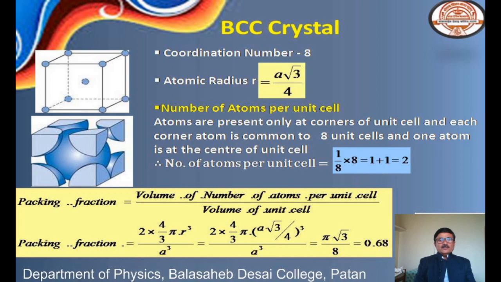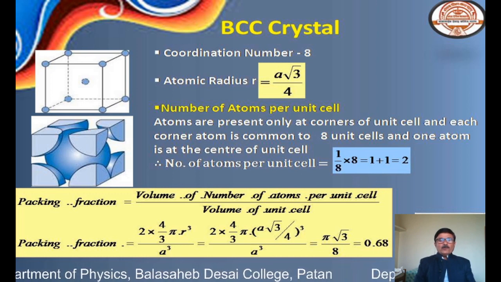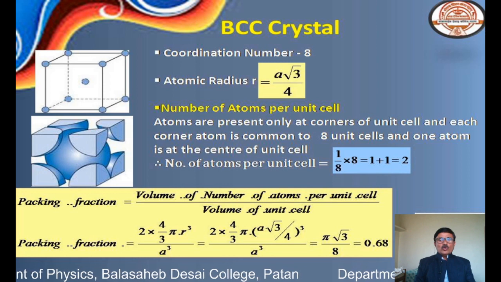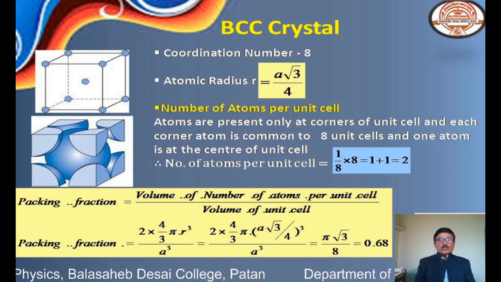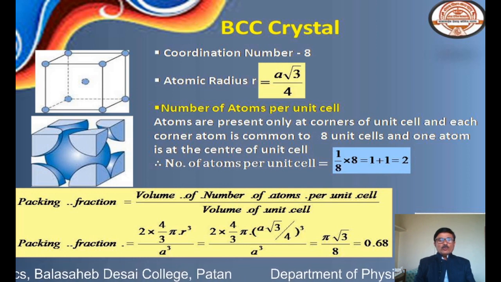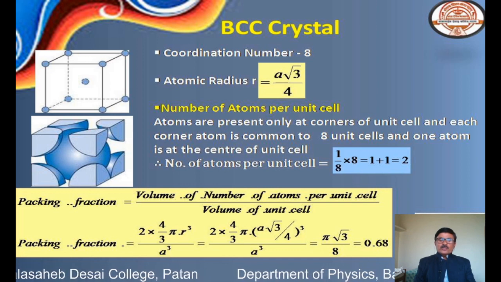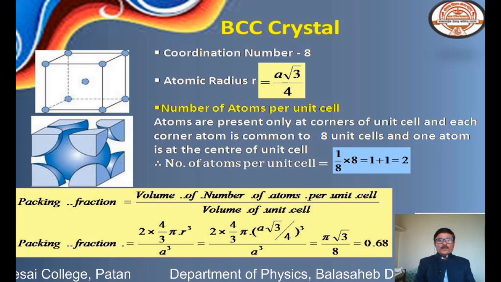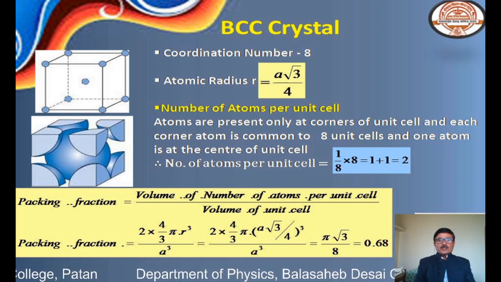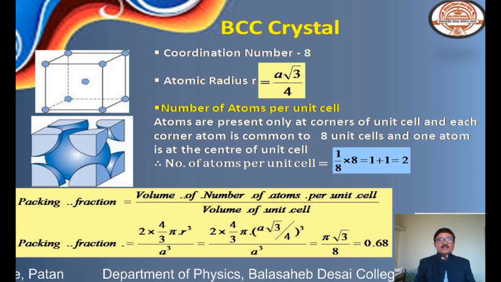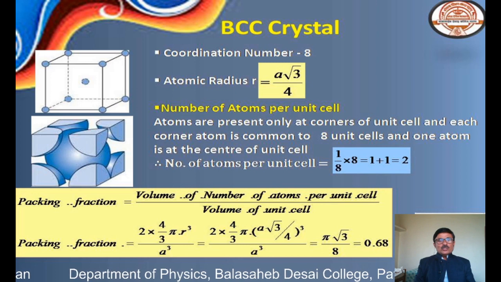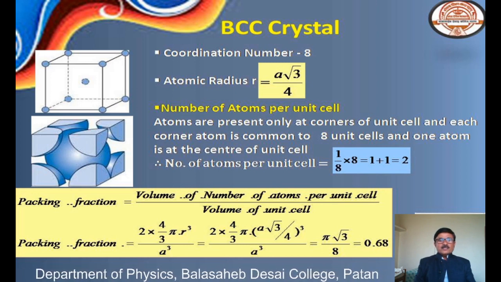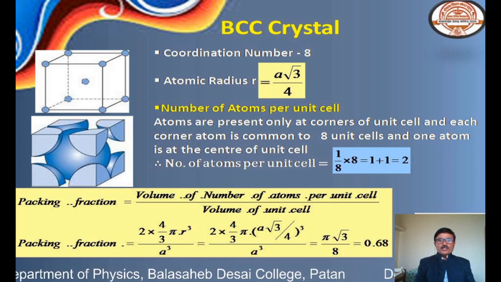The packing fraction as defined, volume of number of atoms per unit cell to the volume of unit cell. If you find the volume of 2 atoms which are spherical in nature with atomic radius a √3 by 4, you will observe that packing fraction comes to 0.68. So that means 68% of the space in the unit cell is occupied by the atoms in body centered cubic crystal.